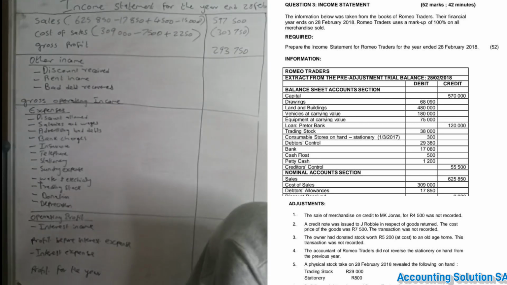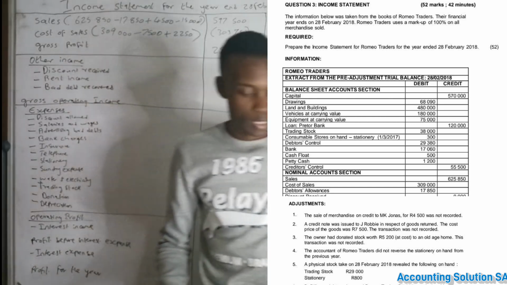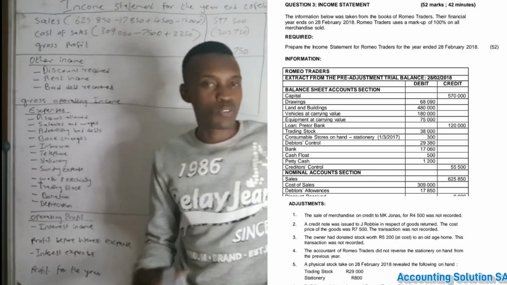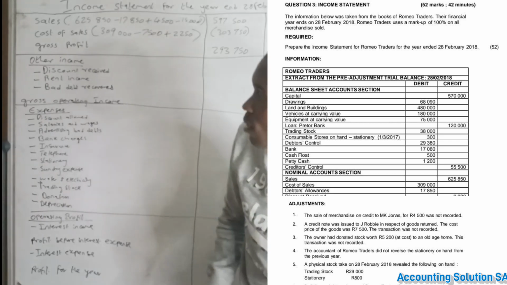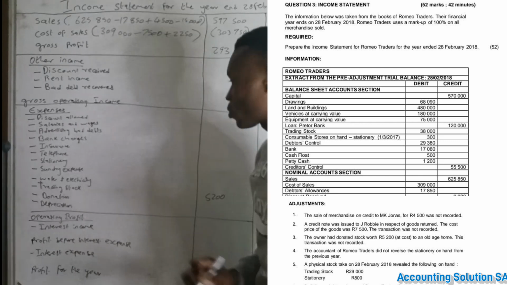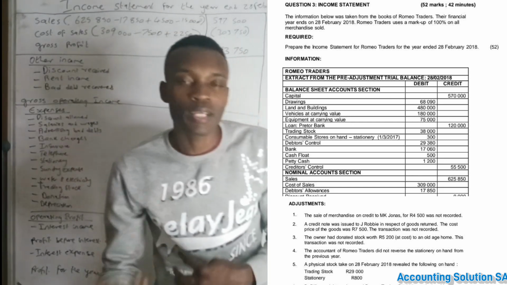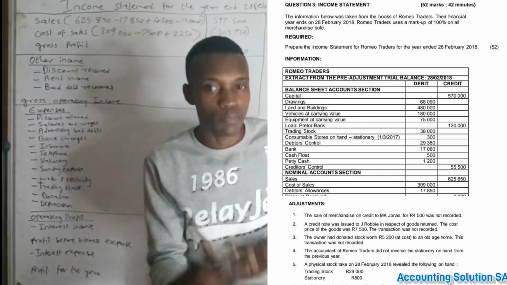Okay, now let's start with our transactions. Let's just proceed with transaction number 3. Transaction number 3, they say the owner had donated stock worth 5,200 at cost to an old age home. This transaction was not recorded. A donation, guys, is an expense. So if they give you a selling price and cost price, make sure that you use a cost price. In this case they already give us a cost price, which is 5,200. A donation is under expense, 5,200. But you also have to check on your nominal account section if you have any other donation. If you have any other, you're going to open a bracket and add them together.